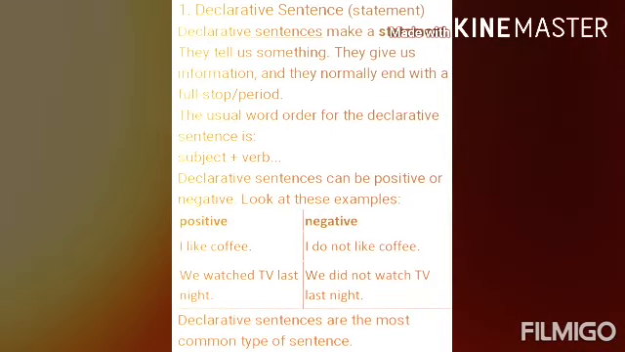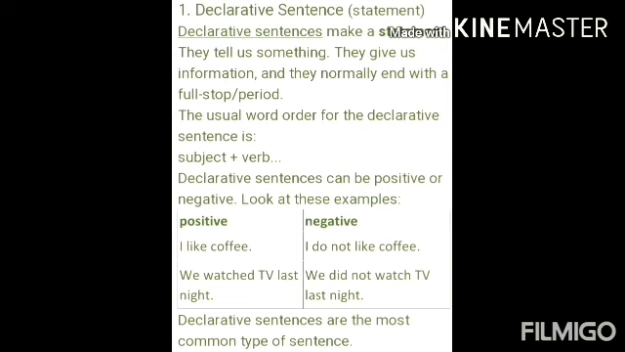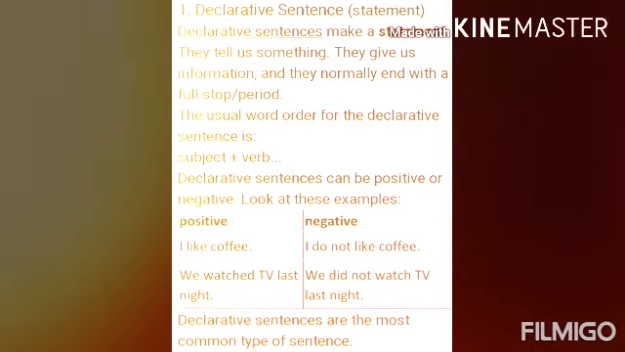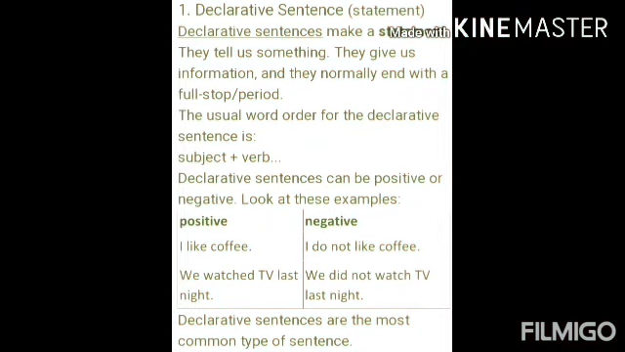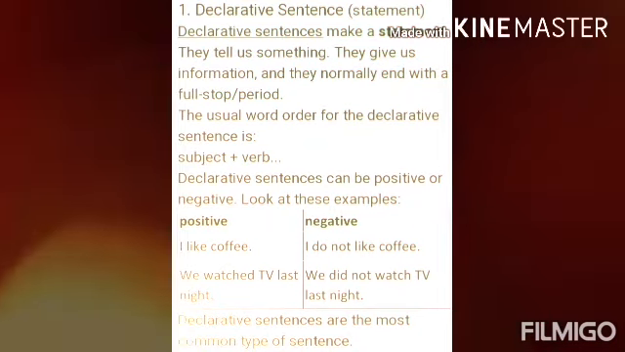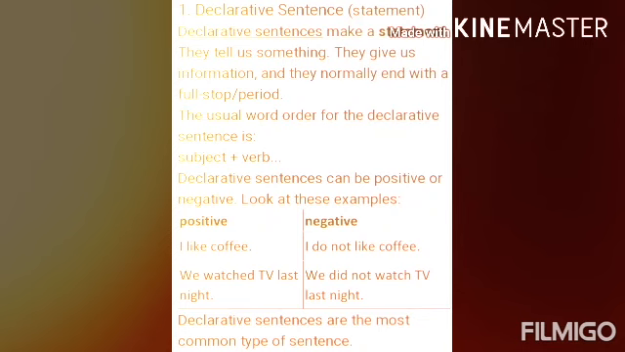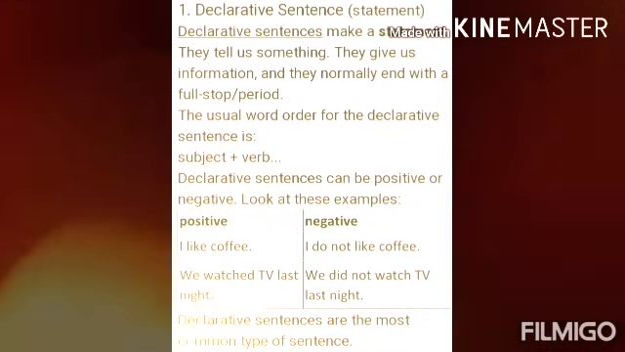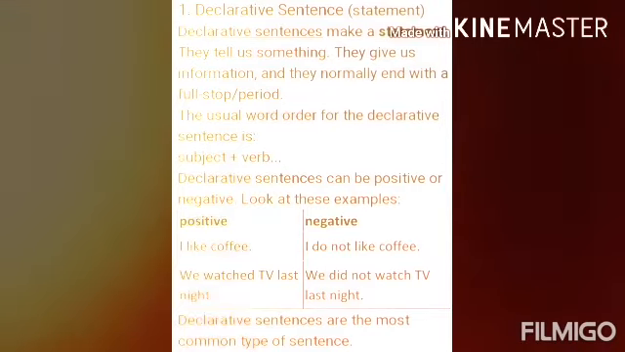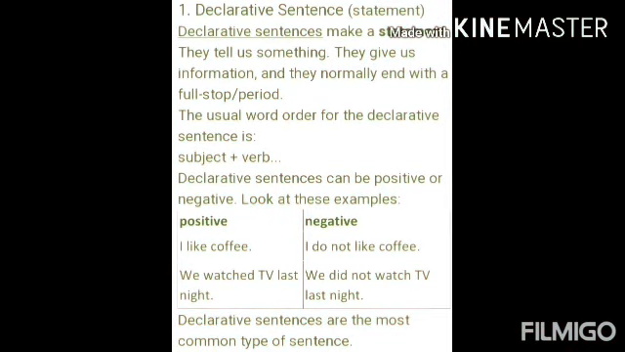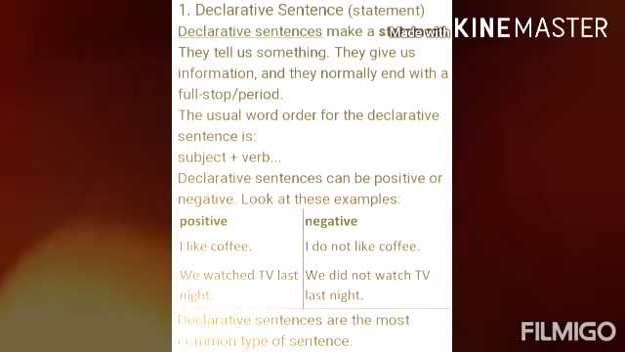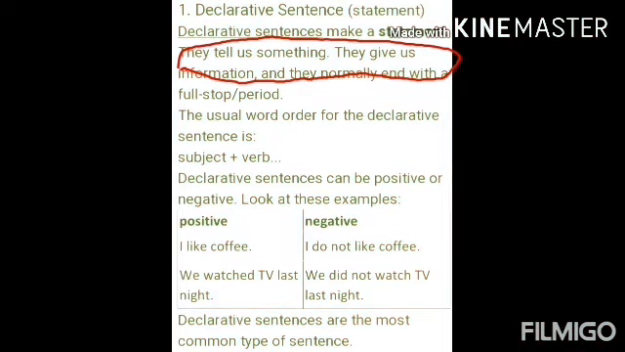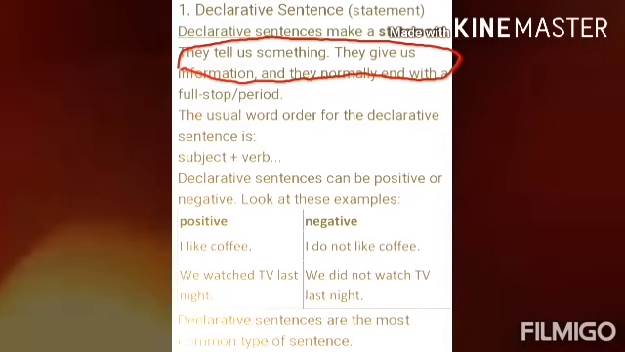Declarative sentences make a statement. They tell us something. They give us information, and they normally end with a full stop. The usual word order for the declarative sentence is subject plus verb. So we can say that a declarative sentence tells us something. Look at the examples. It may be positive or negative.